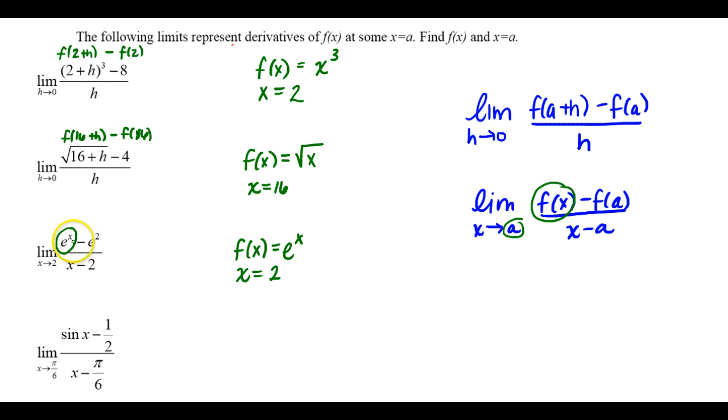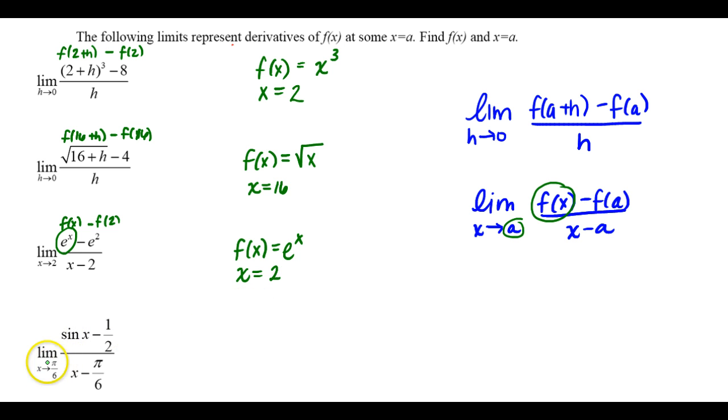So again, we can go ahead and check. So here we have f of x minus f of a, where a is 2. So f of 2 means just taking the 2 and substituting it into x, over x minus a. So x minus 2. So here's my function e to the x on the problem, and the a is 2 that I'm in search of. And then let's go ahead and take a look at the last one.